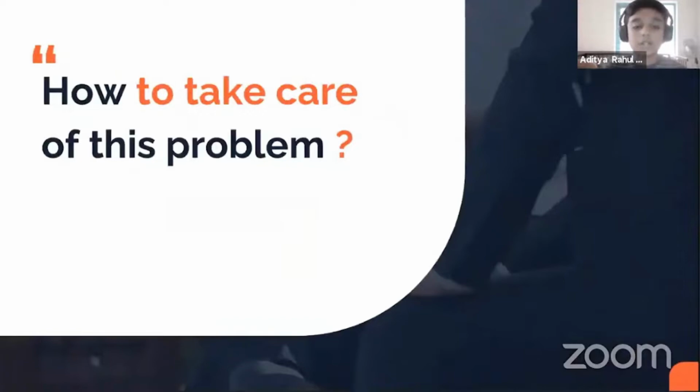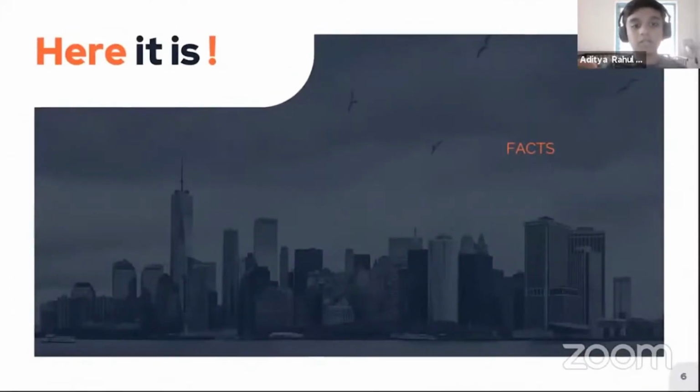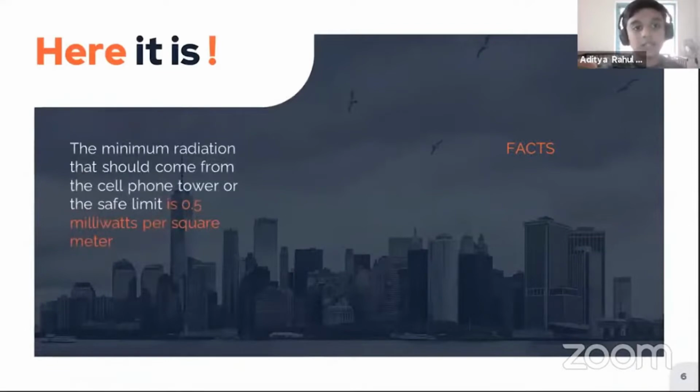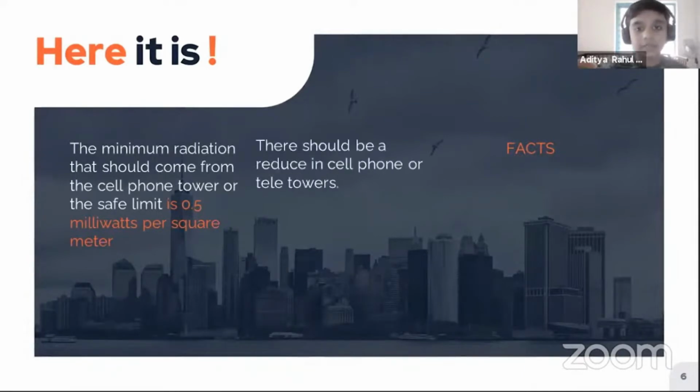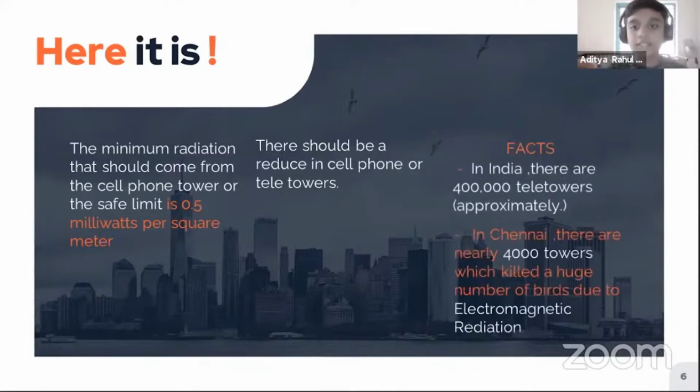This radiation not only affects birds, but also human beings. So how do we take care of this problem? I have found two solutions. First, the minimum radiation that should come from the cell phone towers, or the safe limit, should be 0.5 milliwatts per square meter. And the second solution is to reduce the number of cell phone towers or teletowers in a particular area. In India there are 400,000 teletowers, and in Chennai there are 4,000 of them. In Chennai, a huge number of birds died due to electromagnetic radiation. These are the facts I just mentioned.